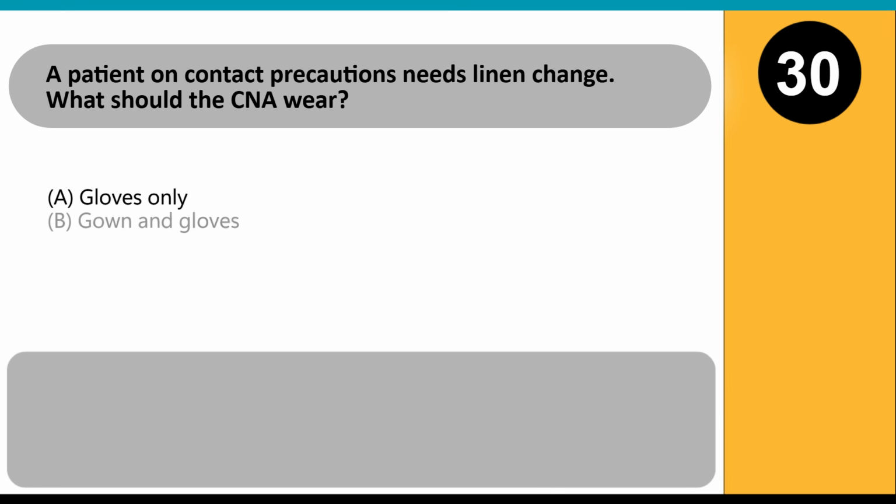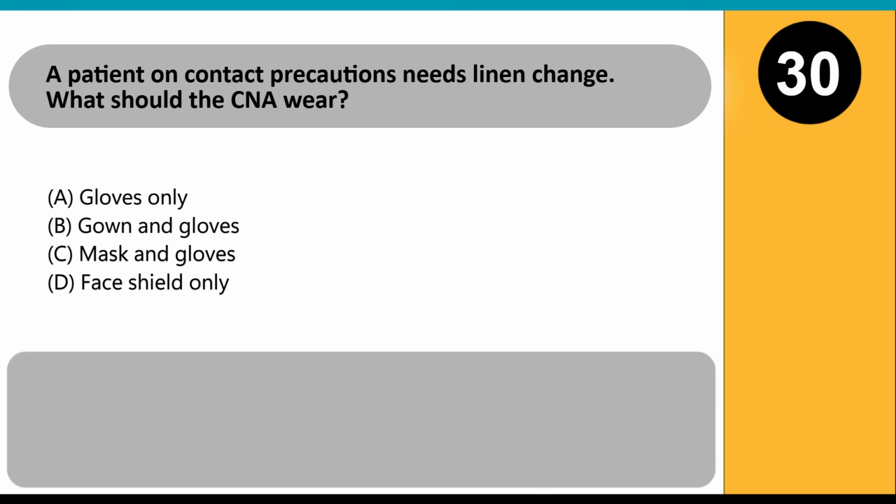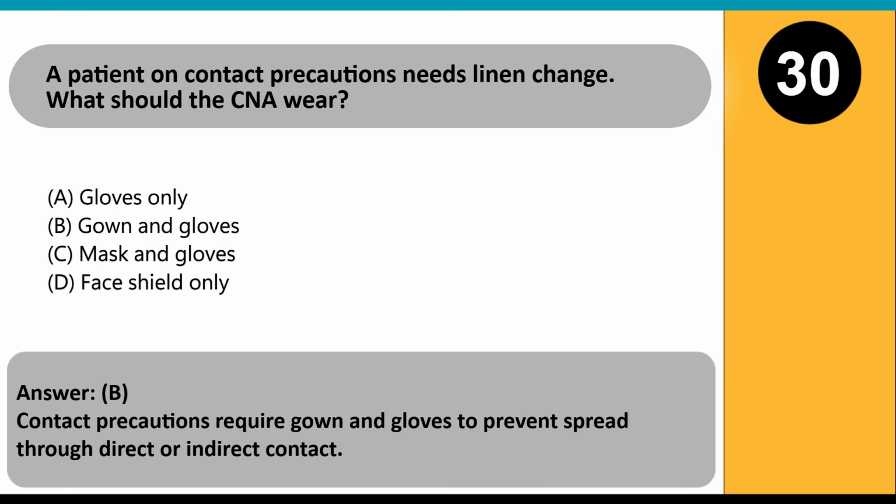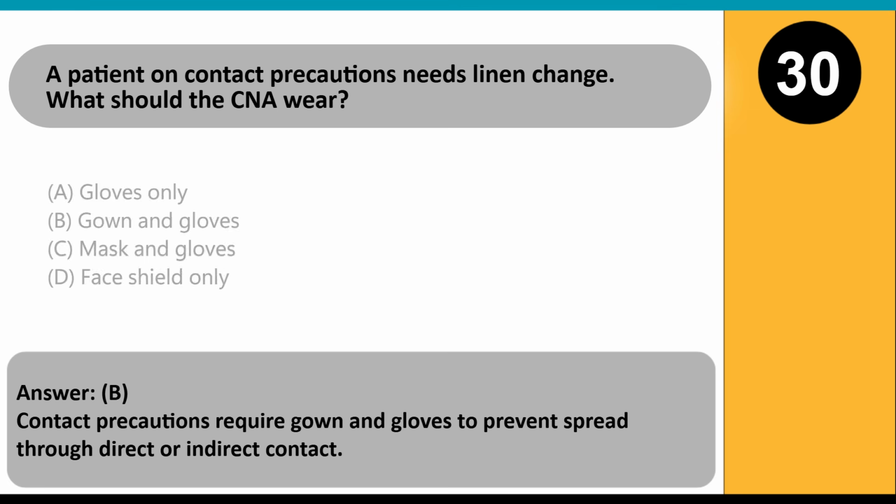A patient on contact precautions needs linen change. What should the CNA wear? A. Gloves only. B. Gown and gloves. C. Mask and gloves. D. Face shield only. Answer B. Contact precautions require gown and gloves to prevent spread through direct or indirect contact.